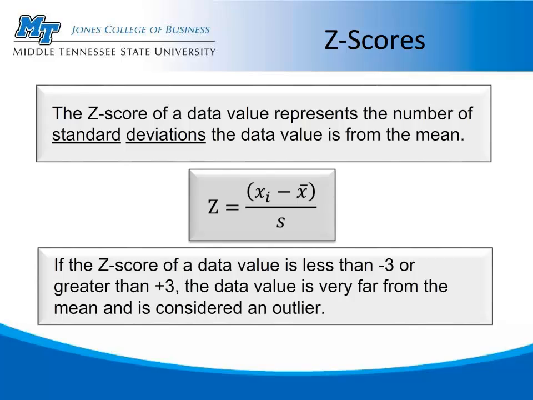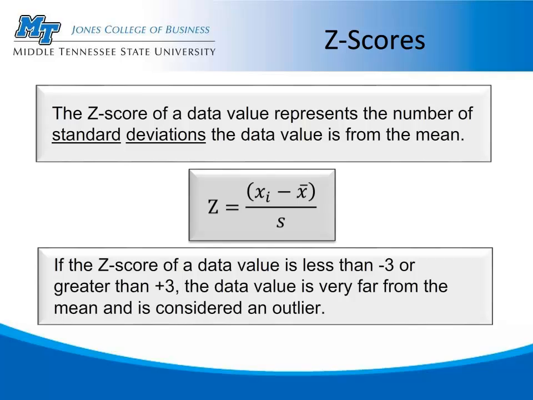Now the formula here is showing doing this for a sample. X bar is the mean of a sample. S is a symbol for the standard deviation of the sample. You get the same formula if you do it for a population. It's just you use mu, the Greek letter mu, for the mean, and the lowercase sigma for the standard deviation.